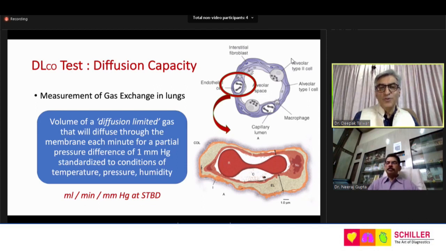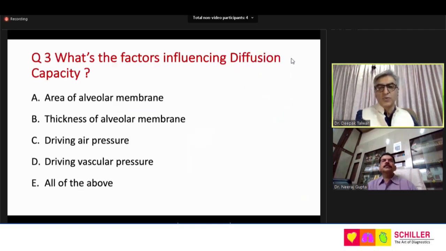Although we do not know much about the diffusion capacity, we have seen reports coming up like this. So I'm very happy that 50% know that the unit is milliliter per minute per mm of Hg at standard conditions. It needs to be standardized, because whether you do it in Mumbai, Delhi, Ladakh or Srinagar, it has to be in standard conditions. The values cannot change just because the altitude is high, or the temperature is different, or the humidity level is different. So it has to be standardized.